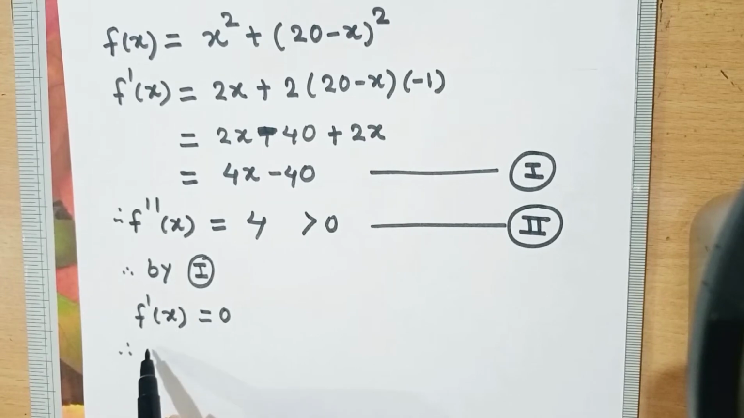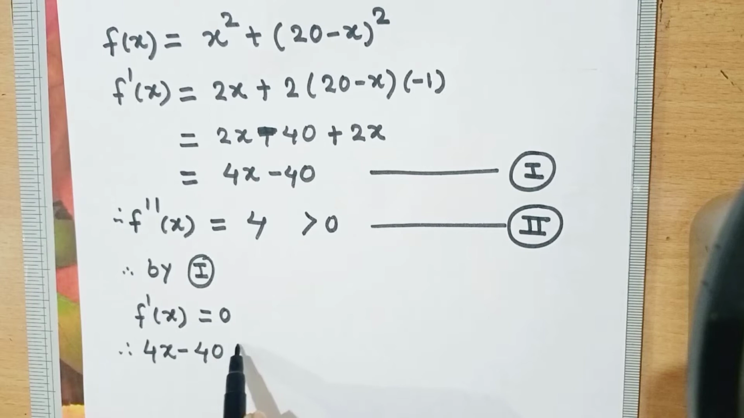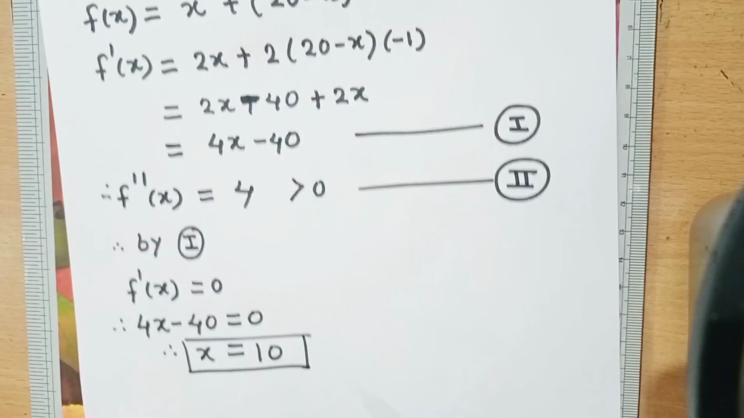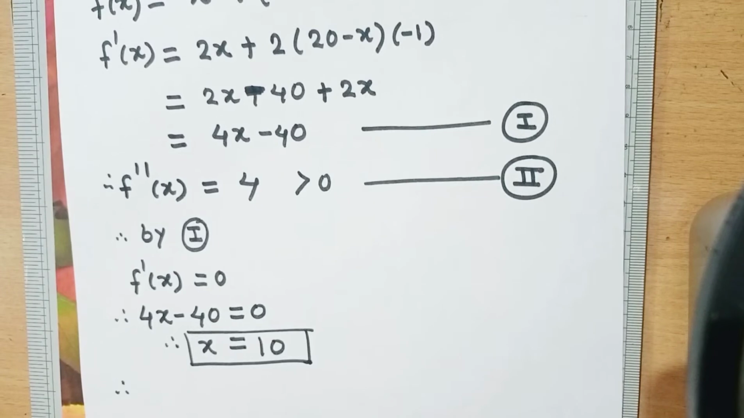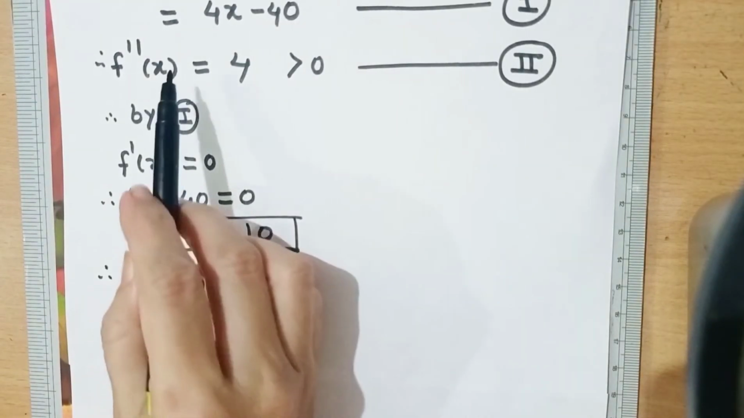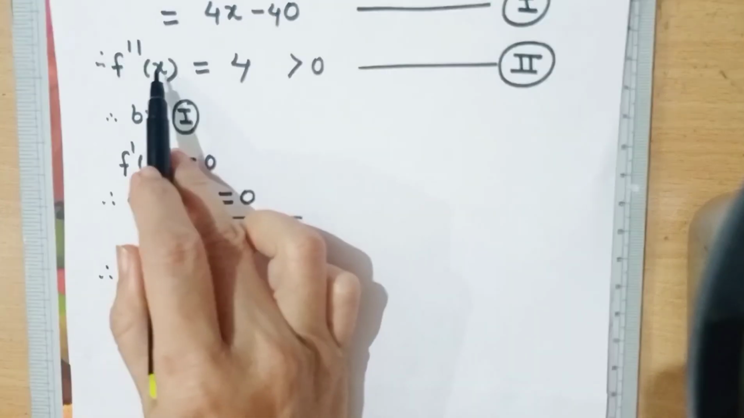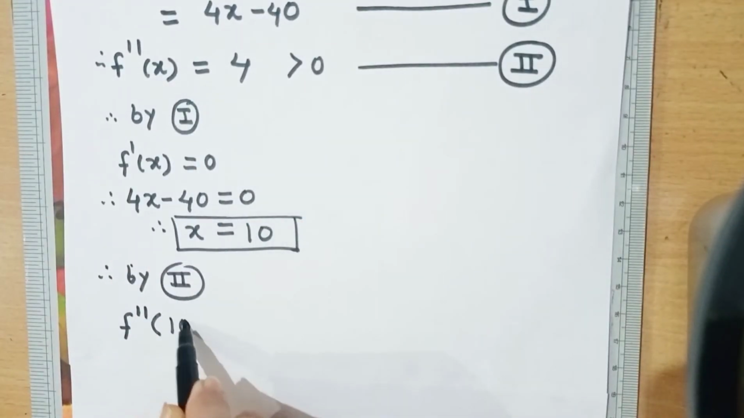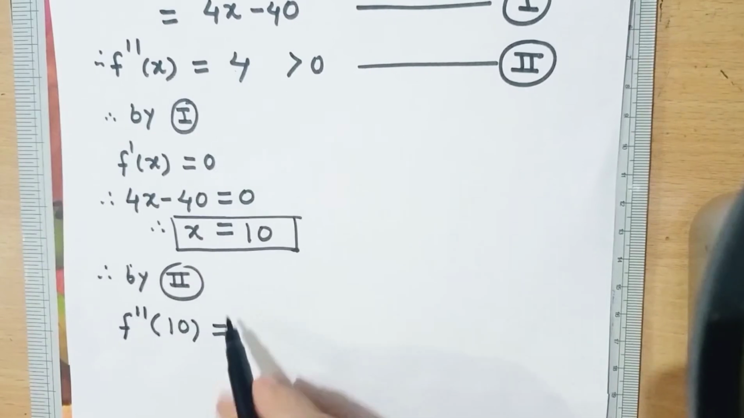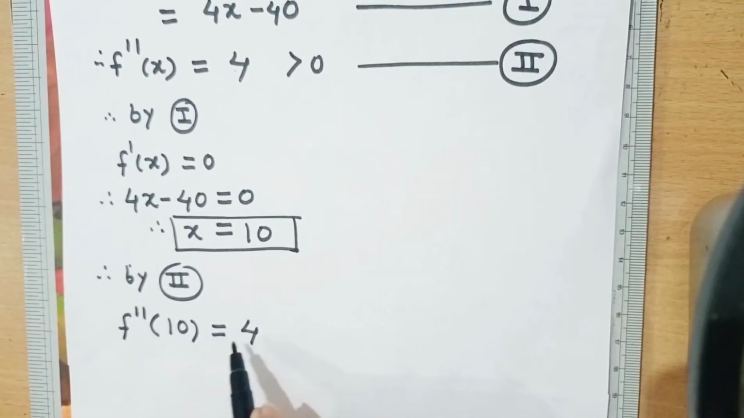Therefore f dash of x, which is 4x minus 40, is equal to 0, and therefore x is equal to 10. That means we know the first part is 10. Therefore by the second derivative test, f double dash of x, I am writing this value here, and since this is constant we will write it as it is, and so this is greater than 0.